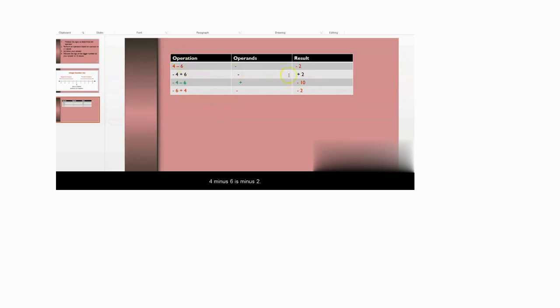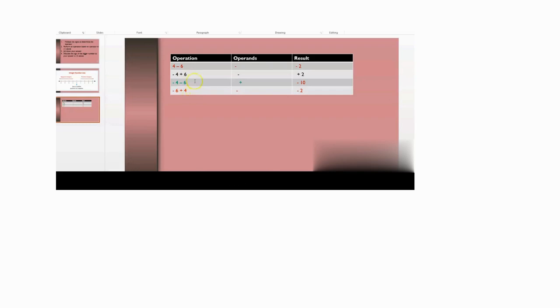The only similarity is between 4 minus 6 and minus 6 plus 4. 4 minus 6 is minus 2. Minus 6 plus 4 is minus 2. This is because minus 6 plus 4 is the reverse of 4 minus 6. Other than that, the others are not the same, despite having the same figures, that is 6 and 4.